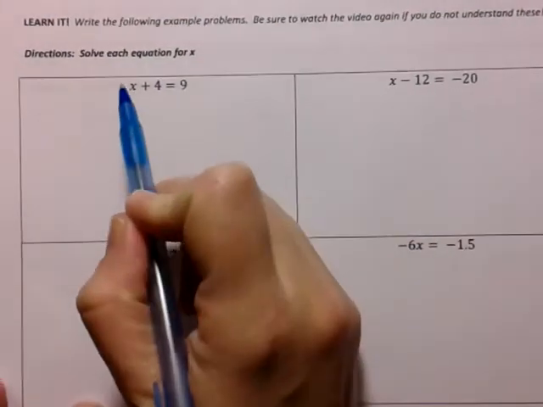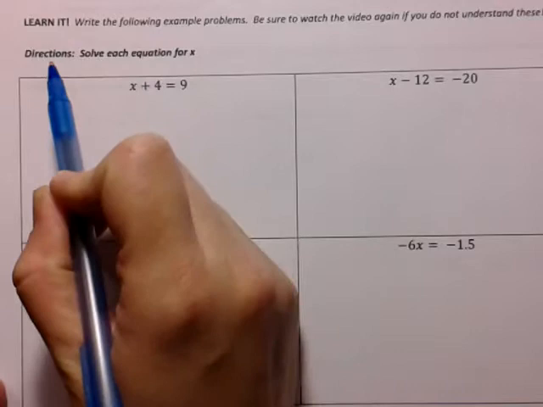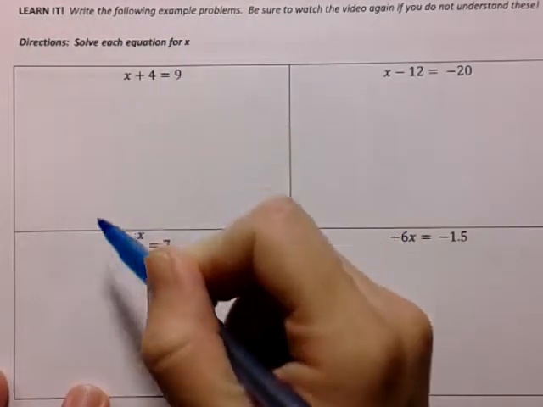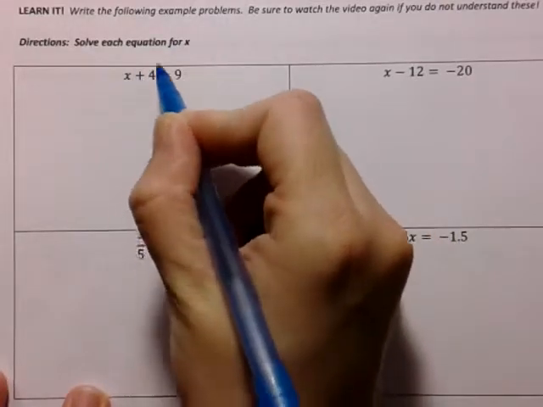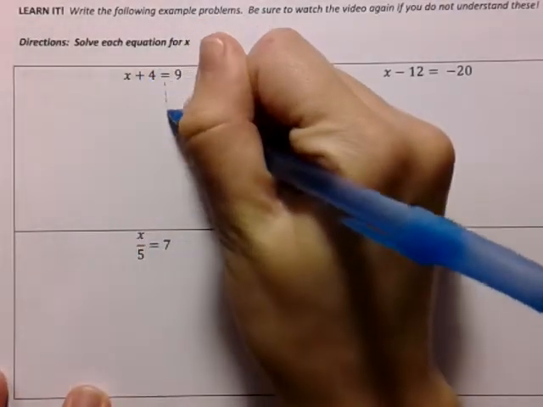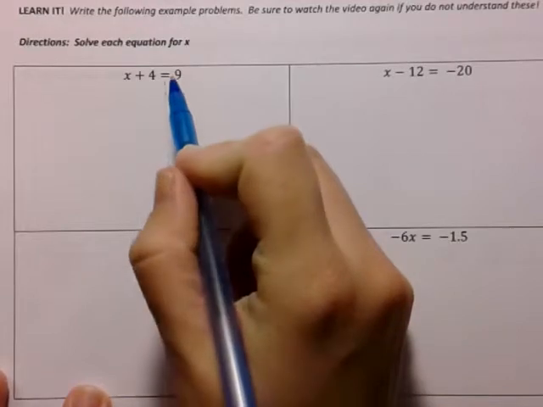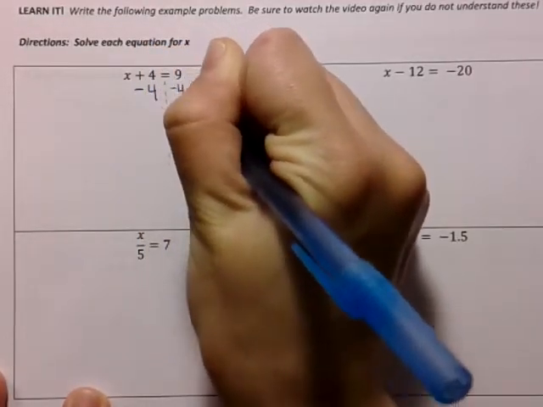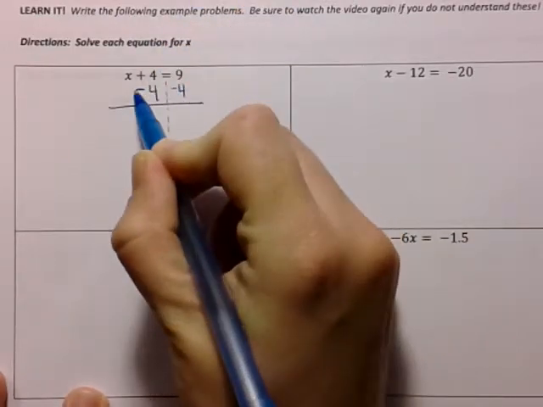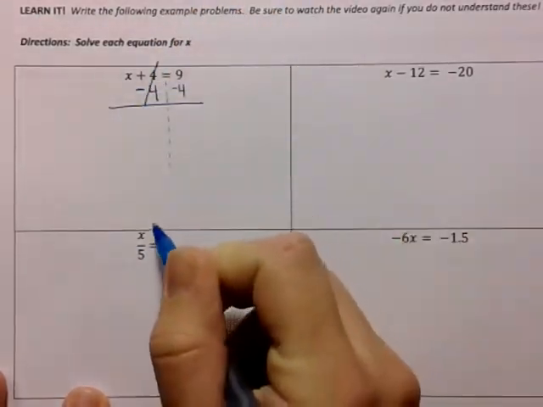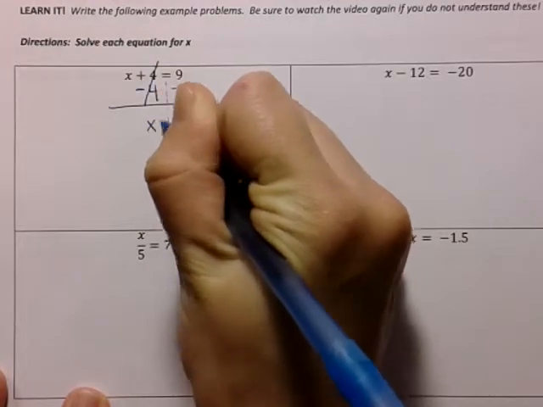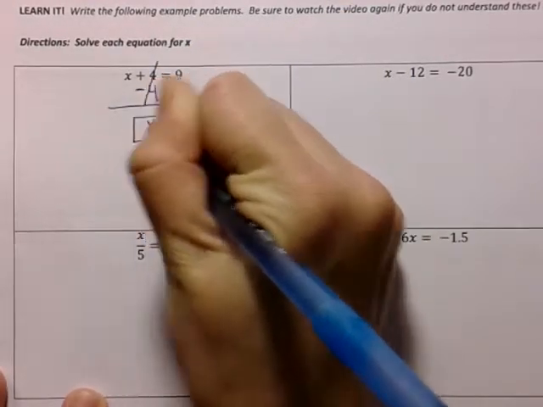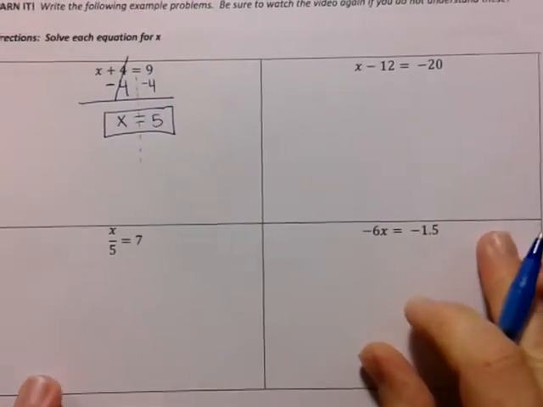Example number 1, x plus 4 equals 9. The directions tell us to solve each equation for x. Here we see addition. We need to do the inverse operation to get rid of this plus 4 on this side of the equal sign and get x by itself. So I'm going to subtract 4 from both sides of the equation. 4 minus 4 is 0. It cancels out. And I'm left with x equals 9 minus 4, which is 5. I put a box around my final answer.